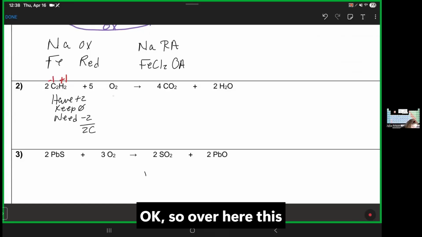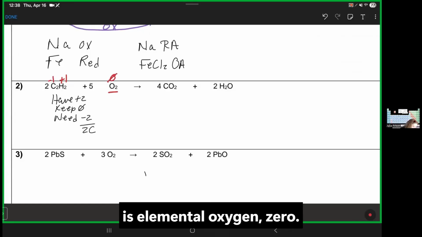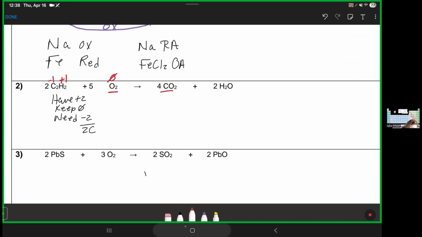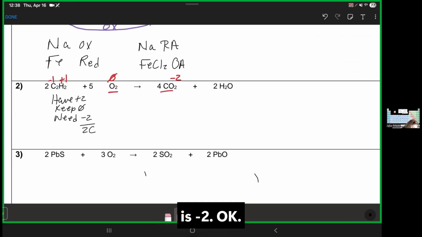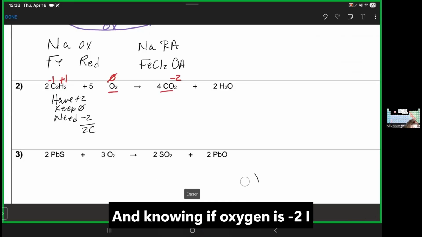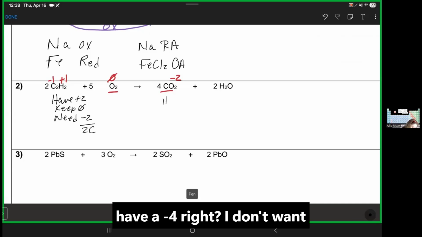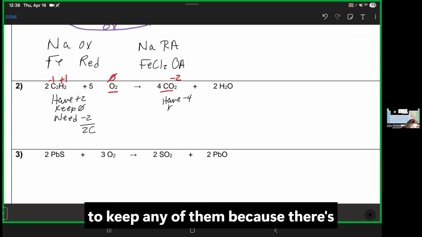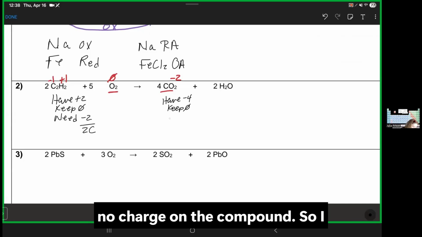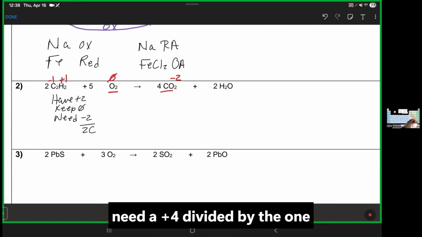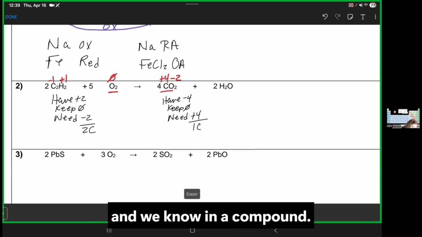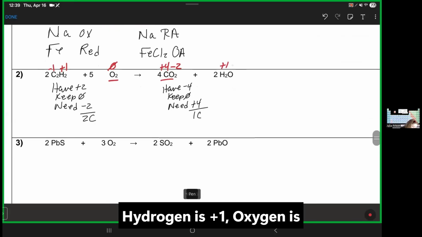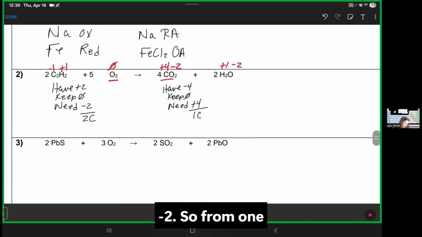Okay, so over here, this is elemental oxygen, 0. Here, we know oxygen is -2. Okay, and knowing if oxygen's -2, I have a -4. Right? I don't want to keep any of them because there's no charge on the compound, so I need a +4 divided by the 1 carbon that is there. Carbon is +4. And we know in a compound, hydrogen is +1, oxygen is -2.